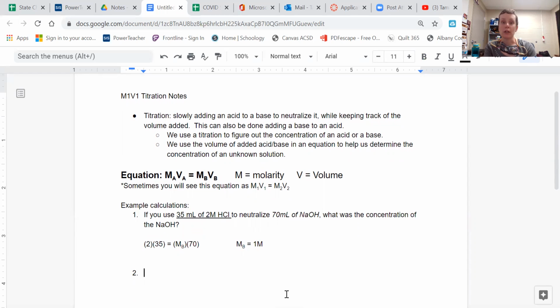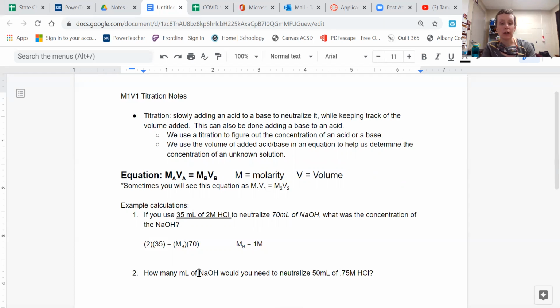You're going to have several examples of problems like that to practice. Now, here's another way we can use this equation. Let's say we know the molarity of an acid, and we know how much we have. We want to know how much base we need to neutralize it. So here's another type of example. How many milliliters of NaOH would you need to neutralize 50 milliliters of 0.75 molar HCl?